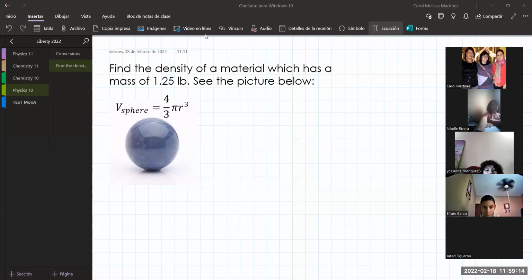Find the density of a material which has a mass of 1.25 pounds. See the picture below. This material you see has the shape of a sphere.